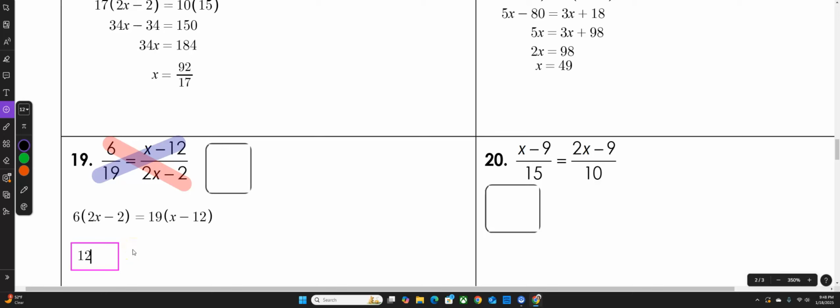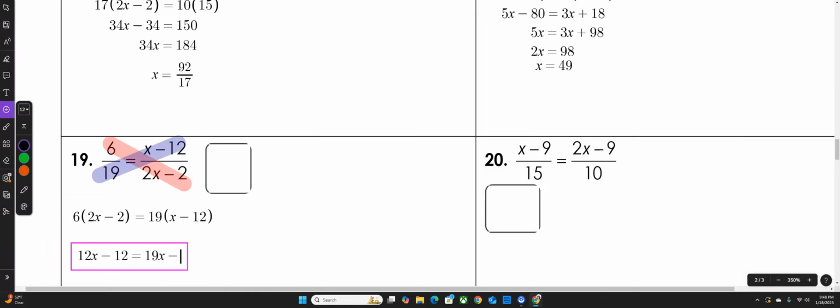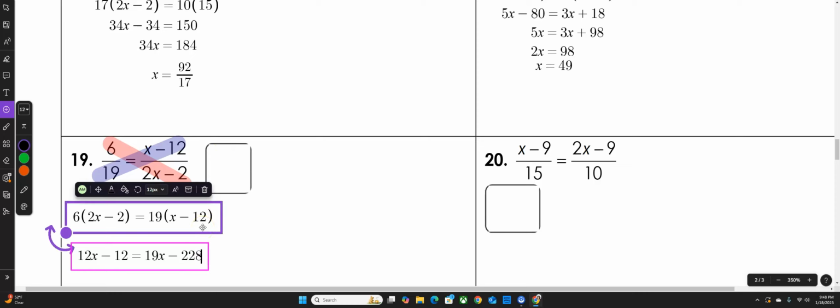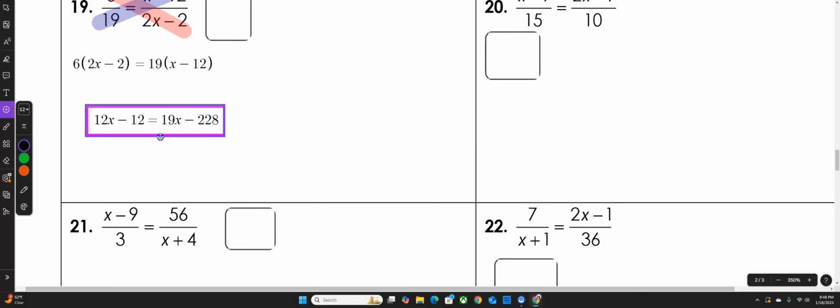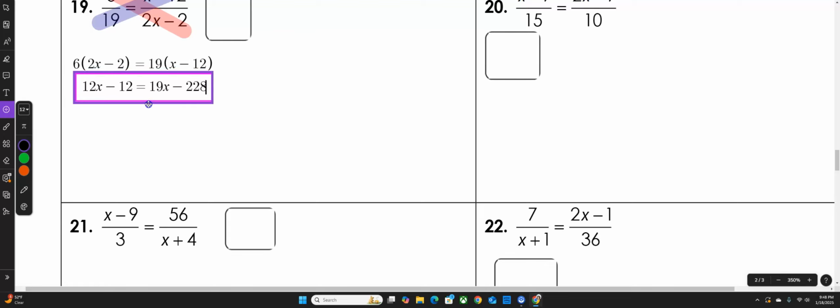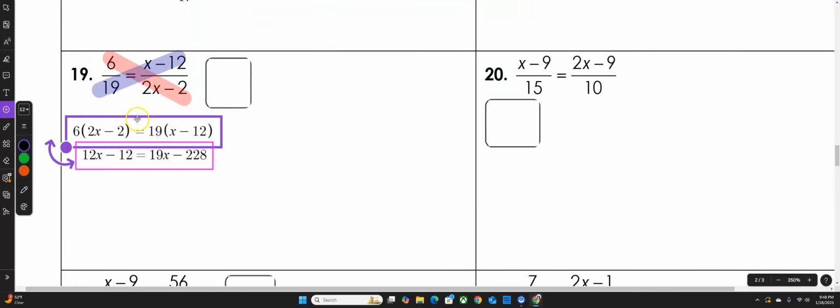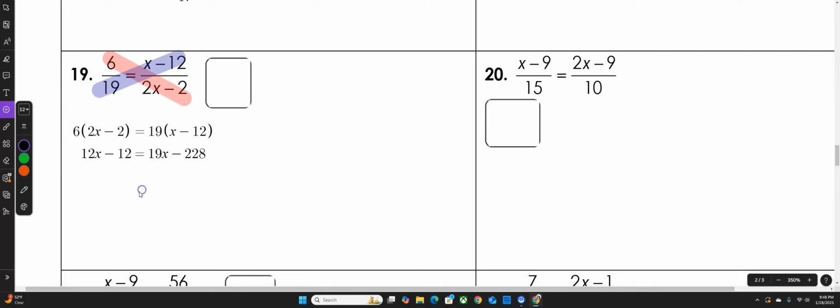So distributing, that's going to give us 12x minus 12. And that's going to be equal to 19x minus 228. Okay, I'm going to go ahead and add 228 to both sides. So that's going to give me 12x plus 216.